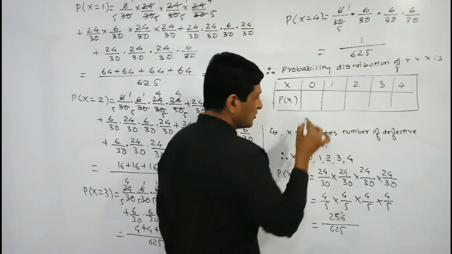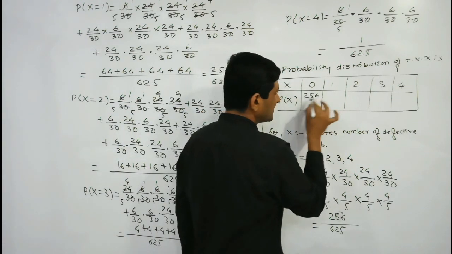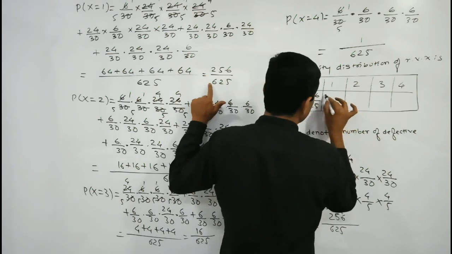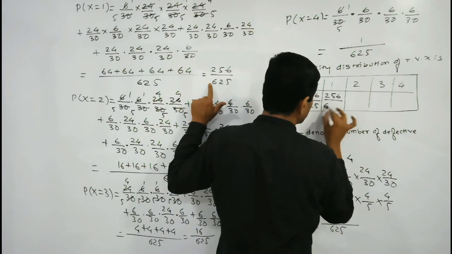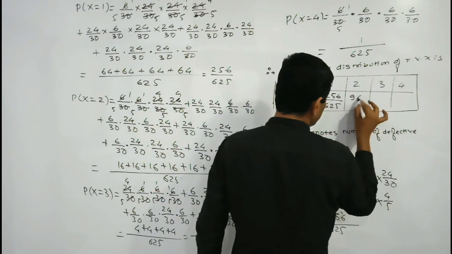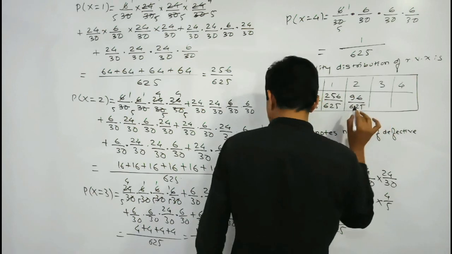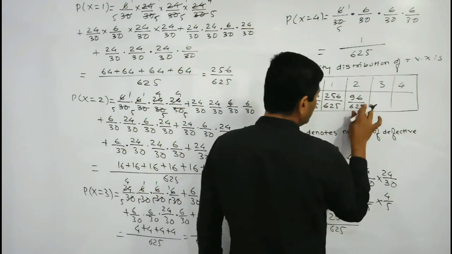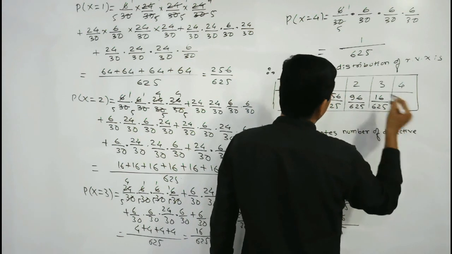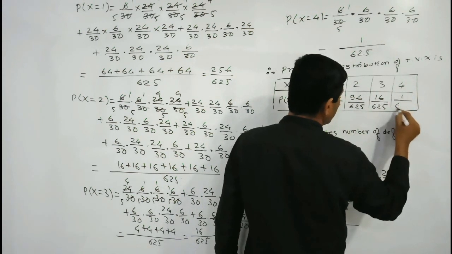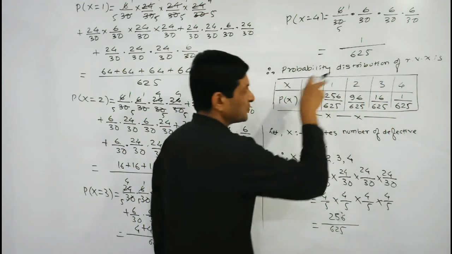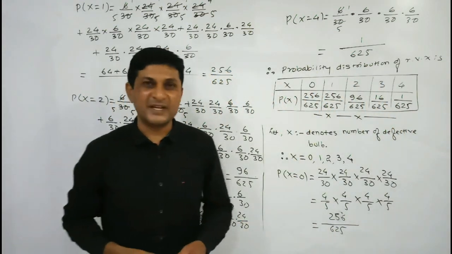When x is equal to 0, probability will be equal to 256 upon 625. When x is equal to 1, probability will be equal to 256 upon 625. When x is equal to 2, our probability will be equal to 96 upon 625. When x is equal to 3, probability will be equal to 16 upon 625, and in the last case probability will be equal to 1 upon 625. In this way we have got our required result, that is probability distribution of random variable x.